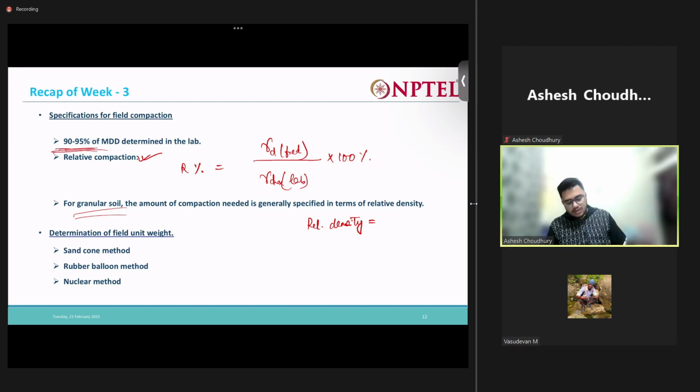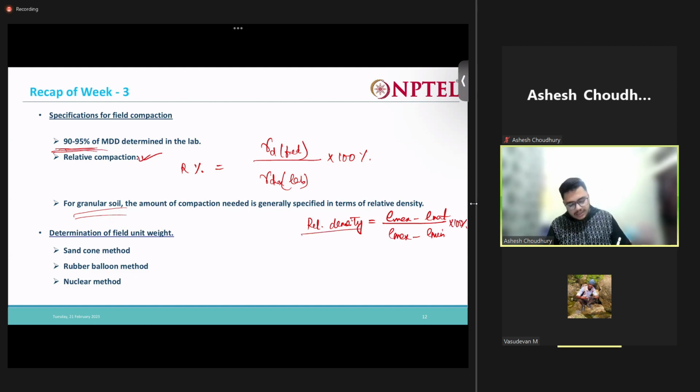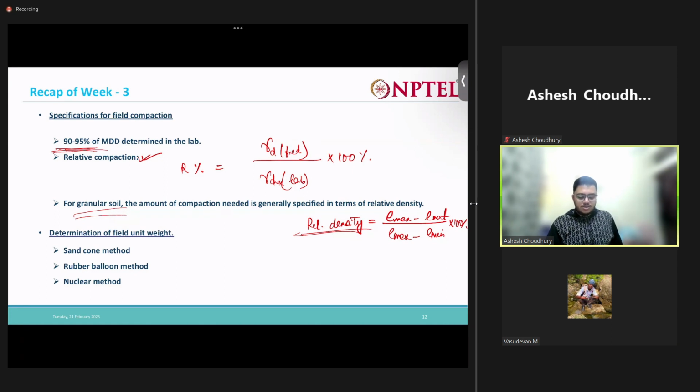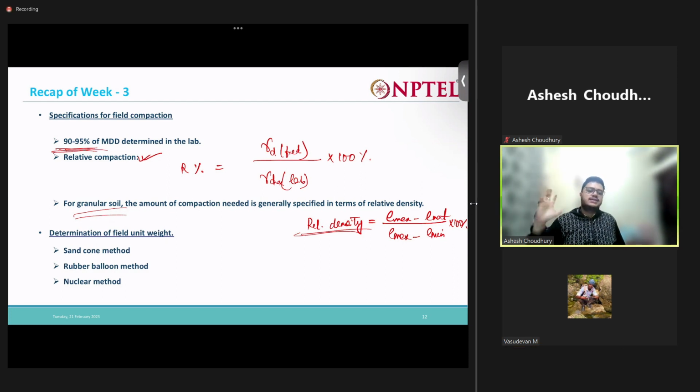e max minus e natural, divided by e max minus e min, into percentage. Yeah, so this relative density term is used to specify the amount of compaction which needs to be achieved for a granular soil, right? If the relative density is high, it means it is very nicely, very densely packed. If it is low, the compaction is not proper.